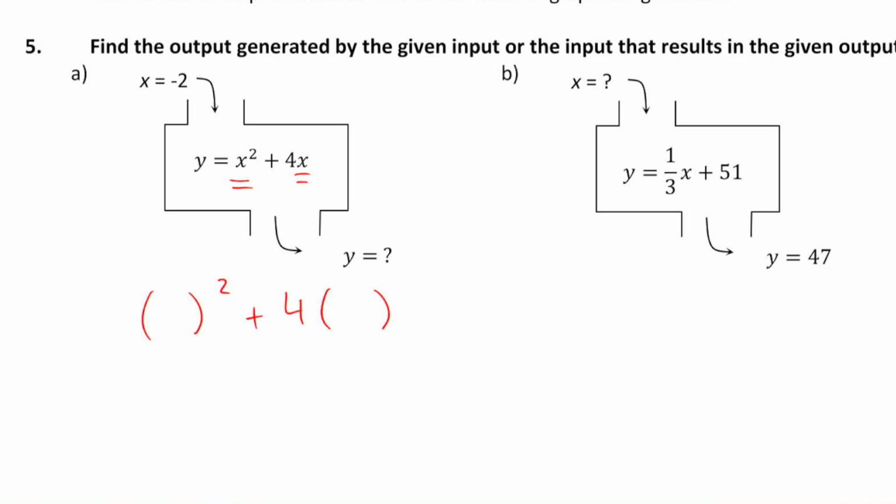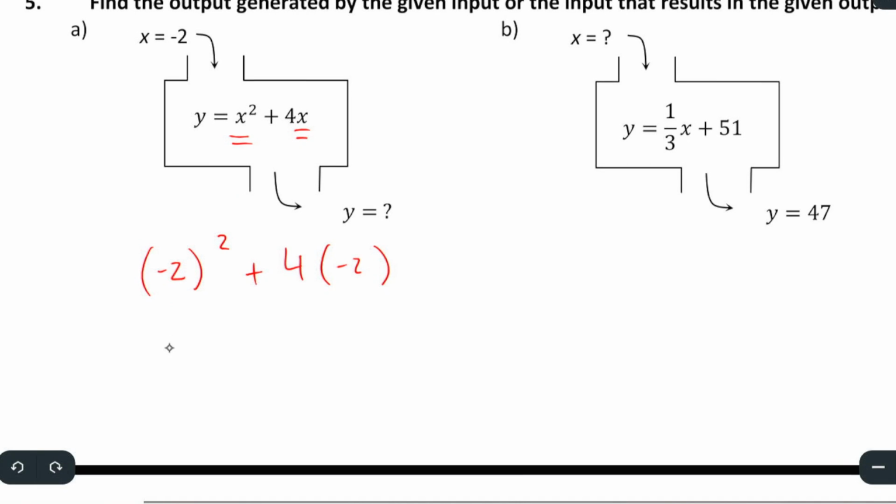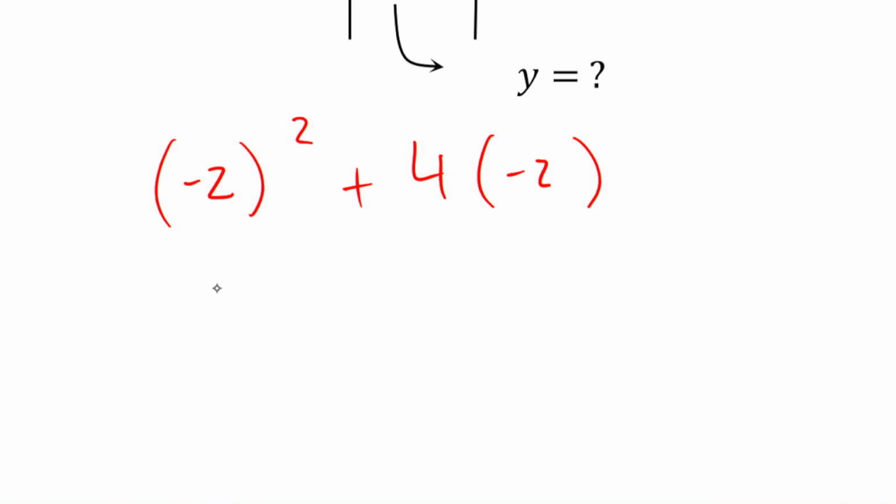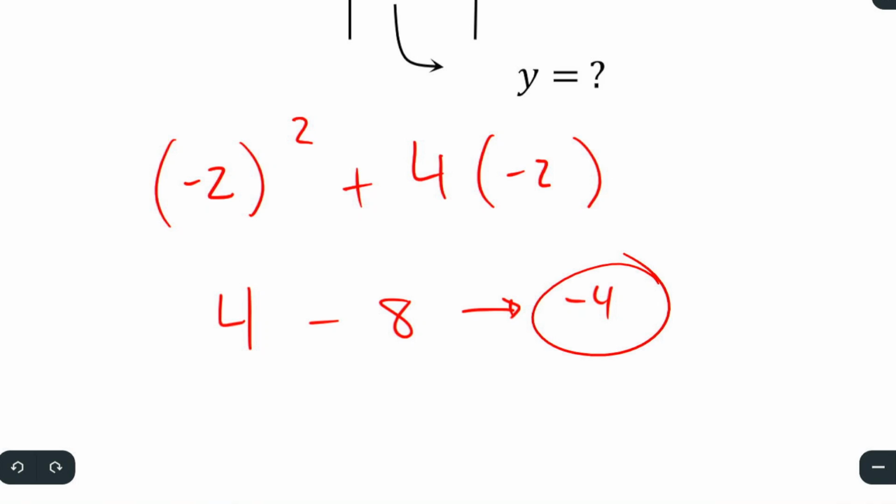My input value is -2, so I place it in the parentheses, both sets. And when I look at this now, it's very clear that -2 is what's getting squared. And when I square -2, I get the value of +4. So I've got a +4 there, plus 4 times -2. 4 times -2 is -8. So this is 4 minus the number 8, and 4 minus 8 is -4. So the answer for part A anyways is -4.